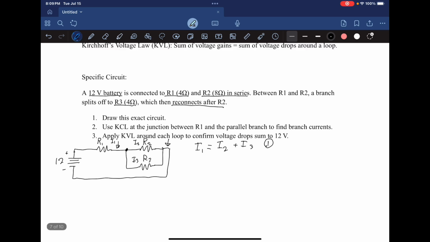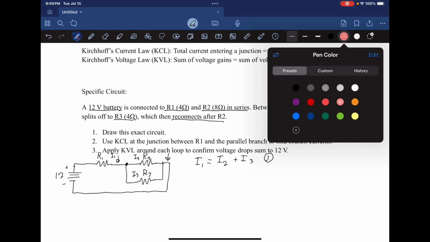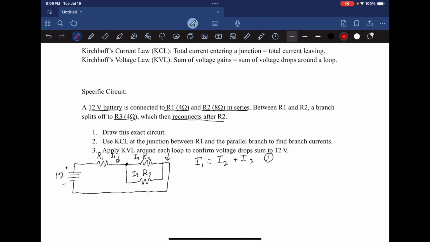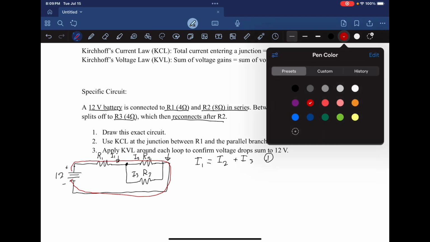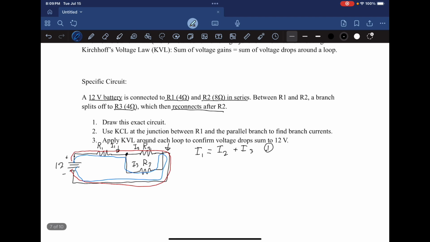Now, Kirchhoff's voltage law says that the sum of voltage gains equals the sum of voltage drops around a loop. We actually have two loops going on here. I'm going to highlight each of them. We have one that starts here and then follows resistor 2 around. And then we have one that starts here and follows resistor 3 around. And then these are our two loops. So we have an equation for each of these loops.